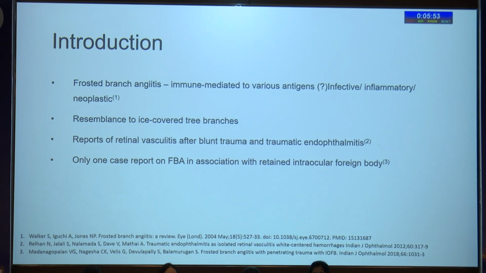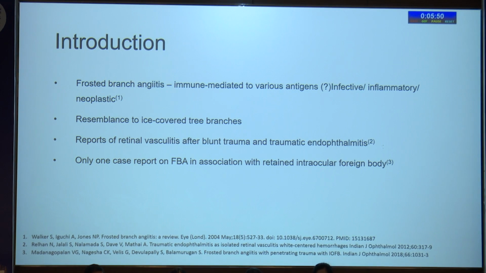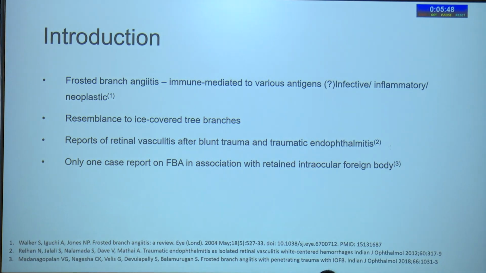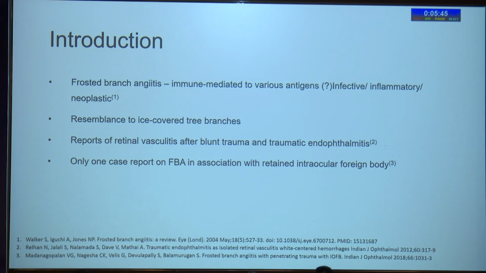Frosted branch angiitis is the name given to the retinal vessels because they resemble ice-covered tree branches. It is also seen in CMV retinitis, but it is not only typical to CMV retinitis; it can also be seen in immune-mediated reactions to infections, inflammations, neoplasms. What is interesting to note is that it has also been reported after blunt ocular trauma, traumatic endophthalmitis, and after extensive literature review, we found one case also reported in a retained intraocular foreign body.